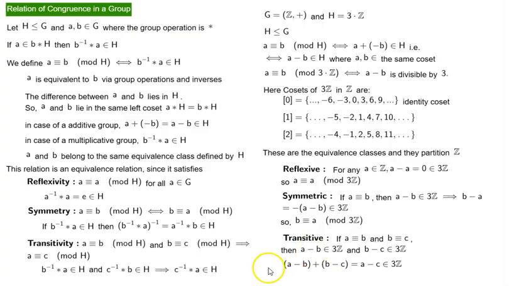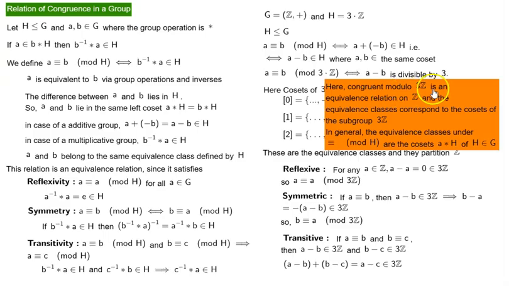Now let's add these two up. We get A minus B plus B minus C is equal to, B cancels out, so we are left with A minus C. So that is also in 3Z. So here, congruent modulo 3Z is an equivalence relation on Z, and the equivalence classes correspond to the cosets of the subgroup 3Z. In general, the equivalence classes under congruence mod H are the cosets aH of H in G. That was one example.